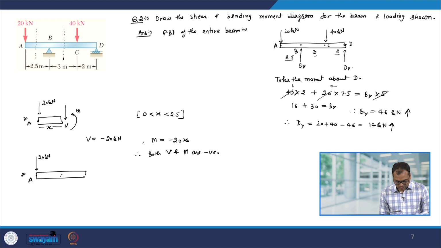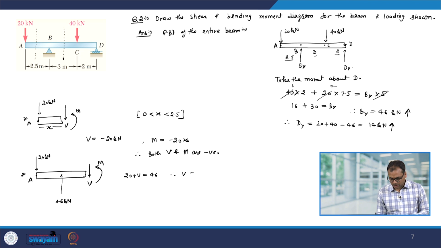At B we have just now calculated that there will be a reaction force and its value is 46 kilonewton. Now, here again let us say V is acting like this and M is like that. So, you can clearly see from the force balance equation 20 plus V is equal to 46, therefore, V will be 26 kilonewton. Now, to find out the M, let us take the moment about this point.